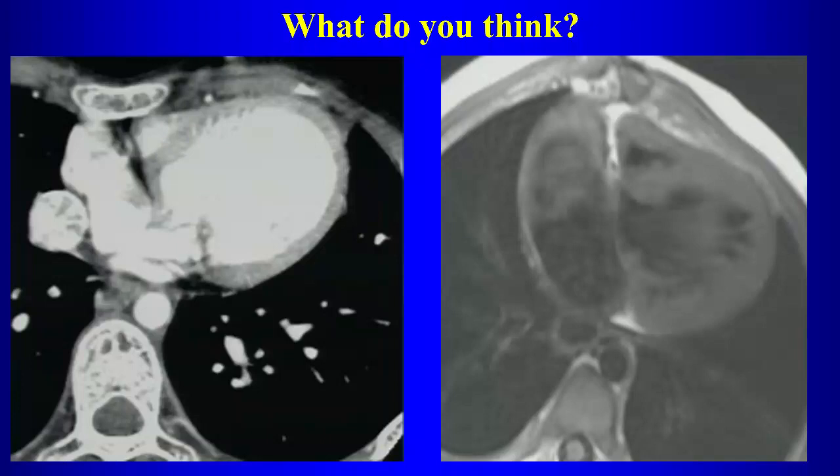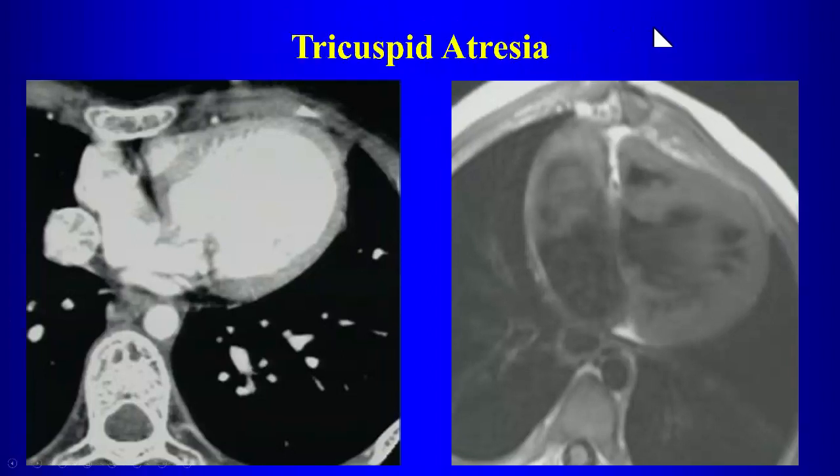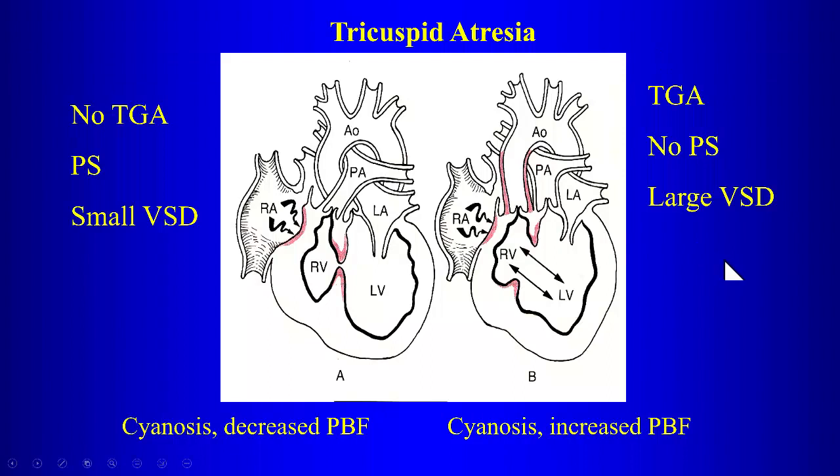How do you recognize it on the imaging? Yeah, so there's absence of the tricuspid valve. Here's the mitral valve. So where the tricuspid valve is supposed to be is replaced with fat. See? Right there. So that is tricuspid atresia. Now tricuspid atresia can be associated with transposition or not.